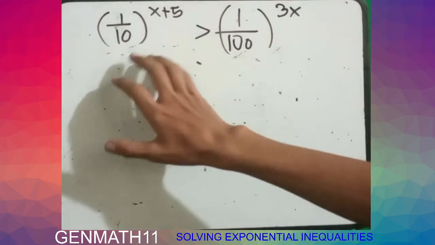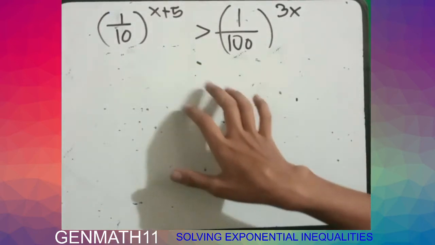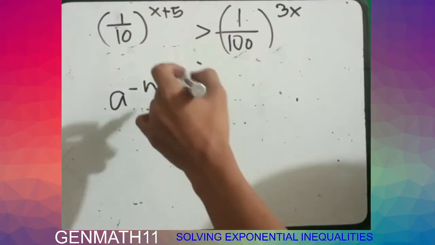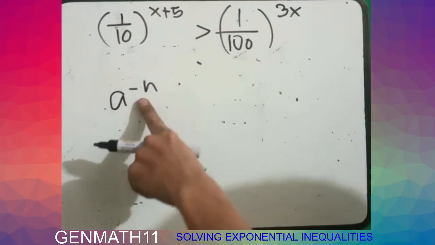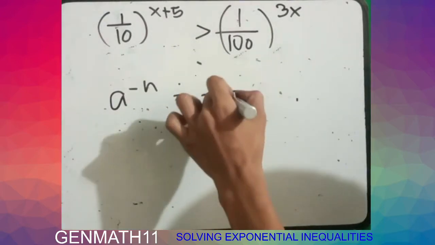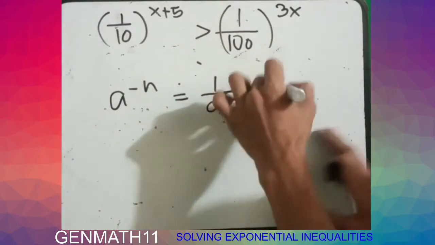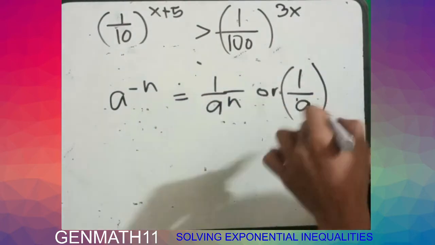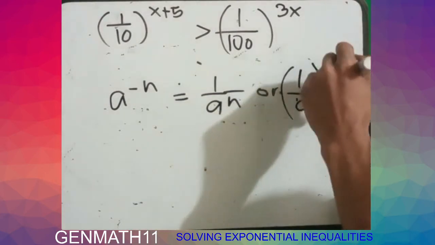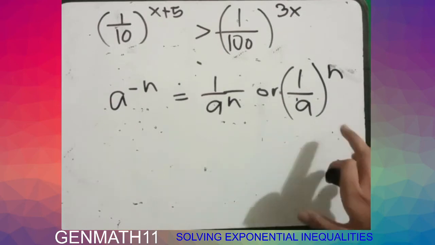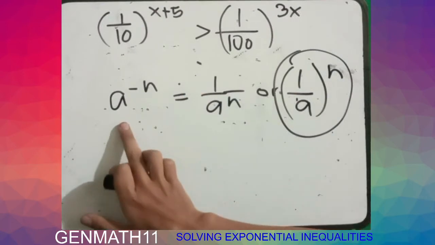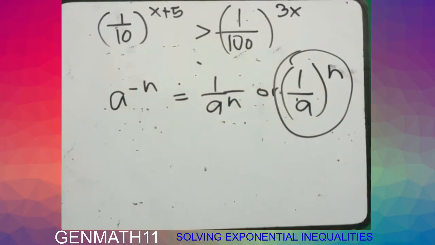So, gagawin natin, ita-transfer natin si 1 over 10 into negative yung kanyang exponent. Diba? Ganito yun. According to sa discuss natin last time, si a to the negative n power is equals to 1 over a raised to n power. Or, pwedeng 1 over a raised to negative n power. So, parehas lang silang dalawa. So, gagawin natin, itong part na to, ita-transfer natin as ganito. Gagawin natin negative yung kanyang exponent.